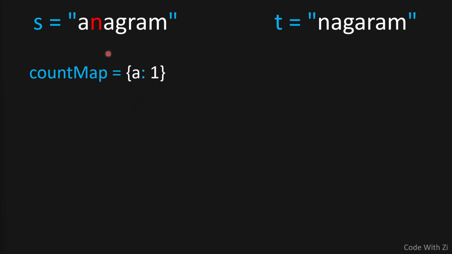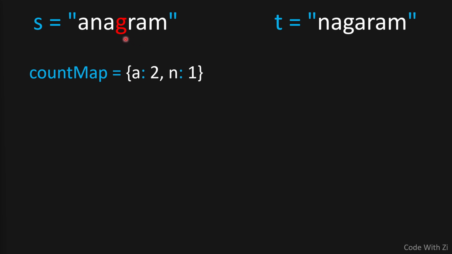We're going to be like, okay, the current letter is N. Does N exist in our count map? Not really. So we're going to add it to it, and the count is 1. Then the next letter is going to be A. We're going to check if A exists here. Well, would you look at that? It does. So we're just going to increment the count. Now we know so far we have 2 occurrences of the letter A. And then we're going to move on forward.